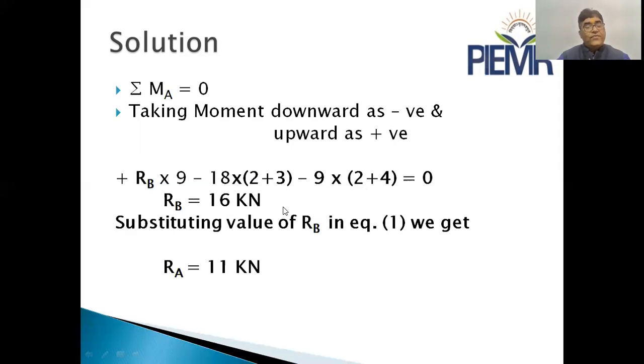Okay, it is clear up till now. So when we find the value of RB, then substituting the value of RB in equation number 1, we will finally get the value of RA, which comes out to be 11 kilonewton.